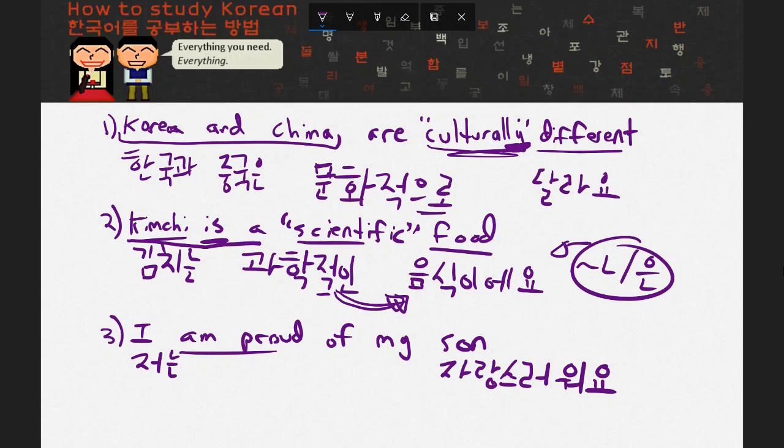Well, what am I proud of? Or who am I proud of? Well, I'm proud of my son. And in lesson 16, I taught you that if you want to indicate that you're proud of somebody, what you need to do is, let me just first write my son. So I can say, 저의 아들. And you should put either 이 or 가 after the person that you're proud of. In this case, 아들 ends in a consonant, so I'm just going to put 이. Now this sentence would read, 저는 저희 아들이 자랑스러워요.